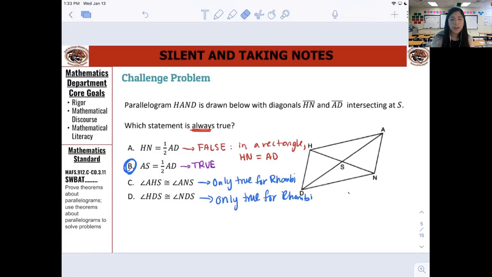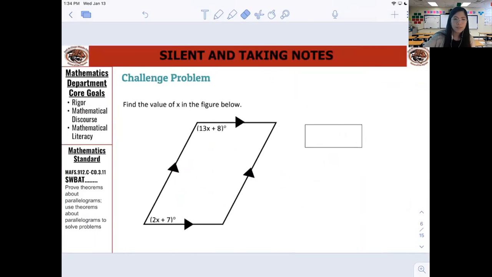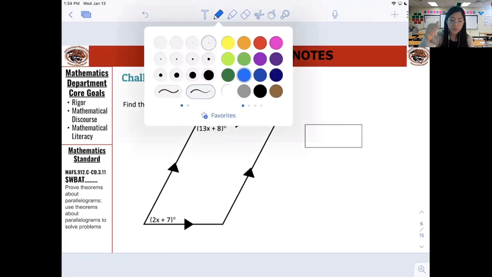All right, any questions on this one? Okay, here's one that is very similar. A lot of these will come up on your test. I saw it already. It's not that hard. Find the value of x in the figure below. So we have to remember, what do we know about parallelograms? So what is the relationship between these two angles?